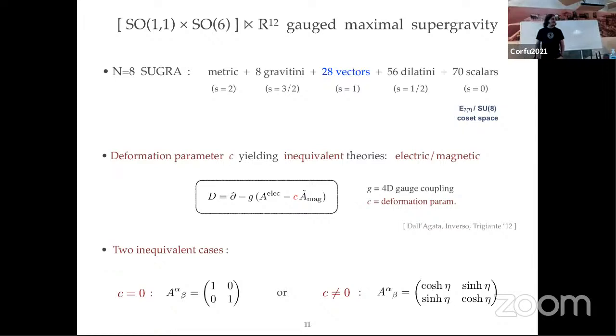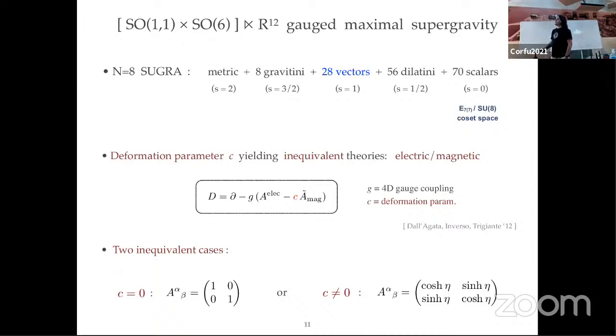So it is a maximal supergravity, so there is the maximal amount of supersymmetry, and the only multiplet you have in your theory is the N=8 supergravity multiplet that contains the field content that I show here. So the metric field, 8 gravitini, 28 vector fields, 56 spin-1/2 fields, and 70 scalar fields. And for maximal supergravity, these 70 scalar fields serve as coordinates in a coset space, which is E7(7) over SU(8). It's going to be important to notice that this is a coset space, so it is homogeneous. So any two points in this coset space are connected by an E7 transformation. I will exploit this fact later on.